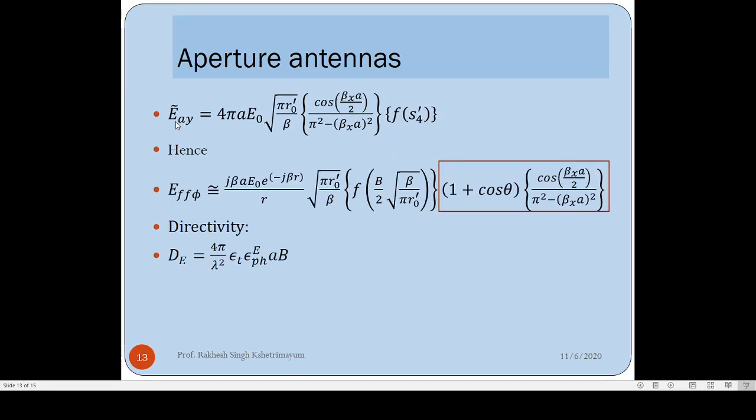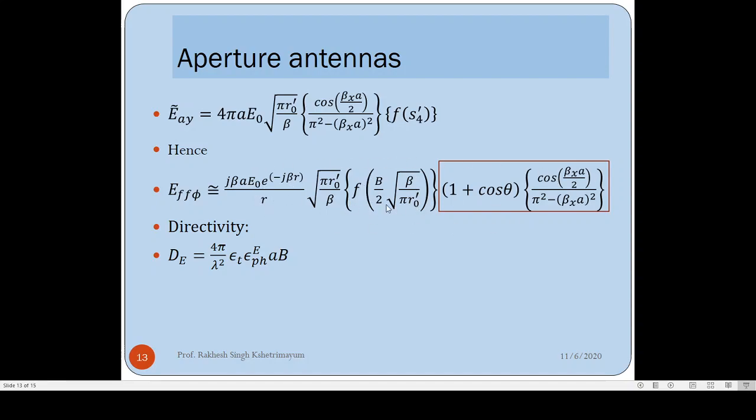So the final expression for the 2D Fourier transform of the aperture field would be 4 pi a e naught times square root of pi beta r naught dash by beta, cos of beta x a by 2 divided by pi square minus beta x a by 2 whole square. Then this function here, f of S4 dash. So if we plug it in the expression of the electric field in the far field of the H-plane sectoral horn antenna, in the H-plane, phi is equal to 0, this is the expression you are getting.